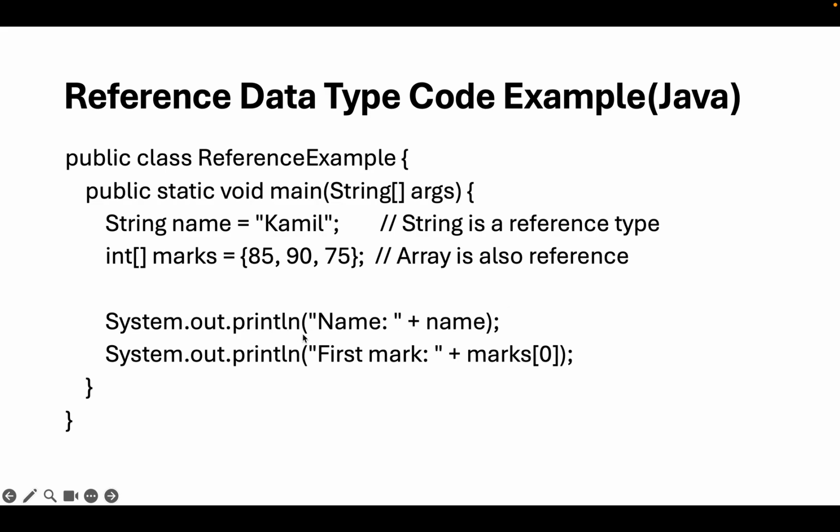System.out.println name. This is going to give us name, colon, Camille. Then System.out.println tells the compiler to display first mark, and it's equal to the max value at index 0, which is 85. So in summary, first mark colon 85.